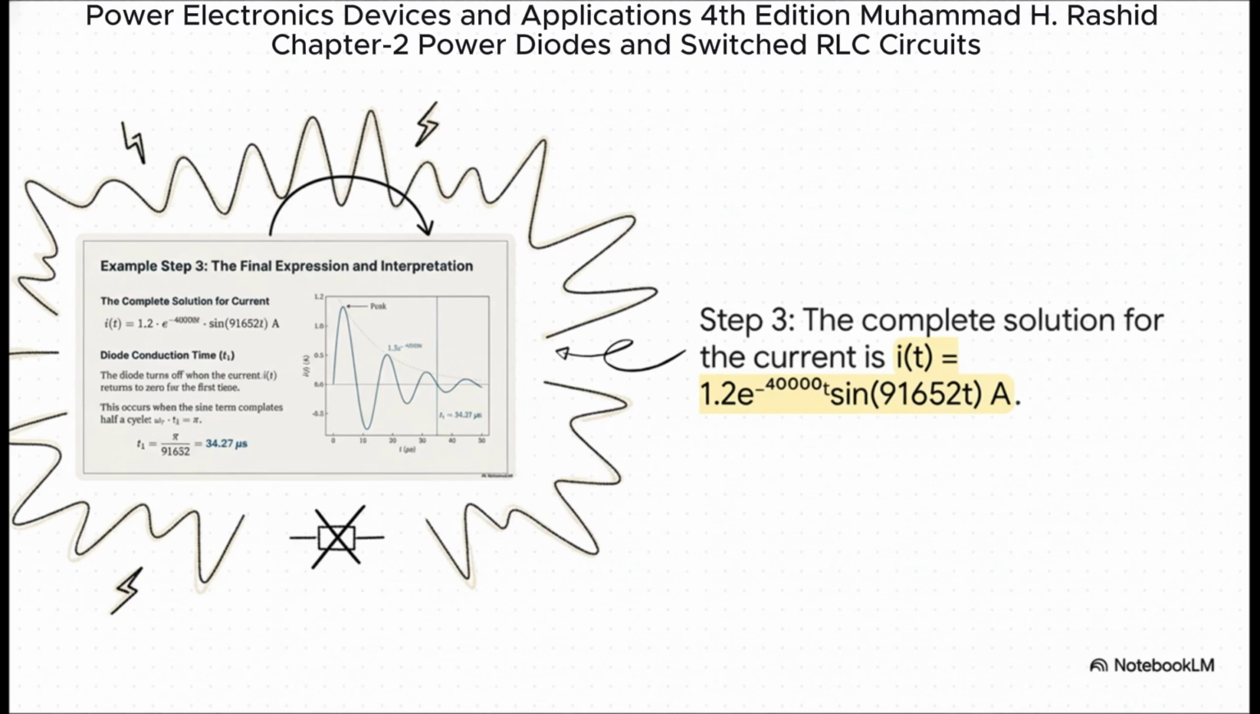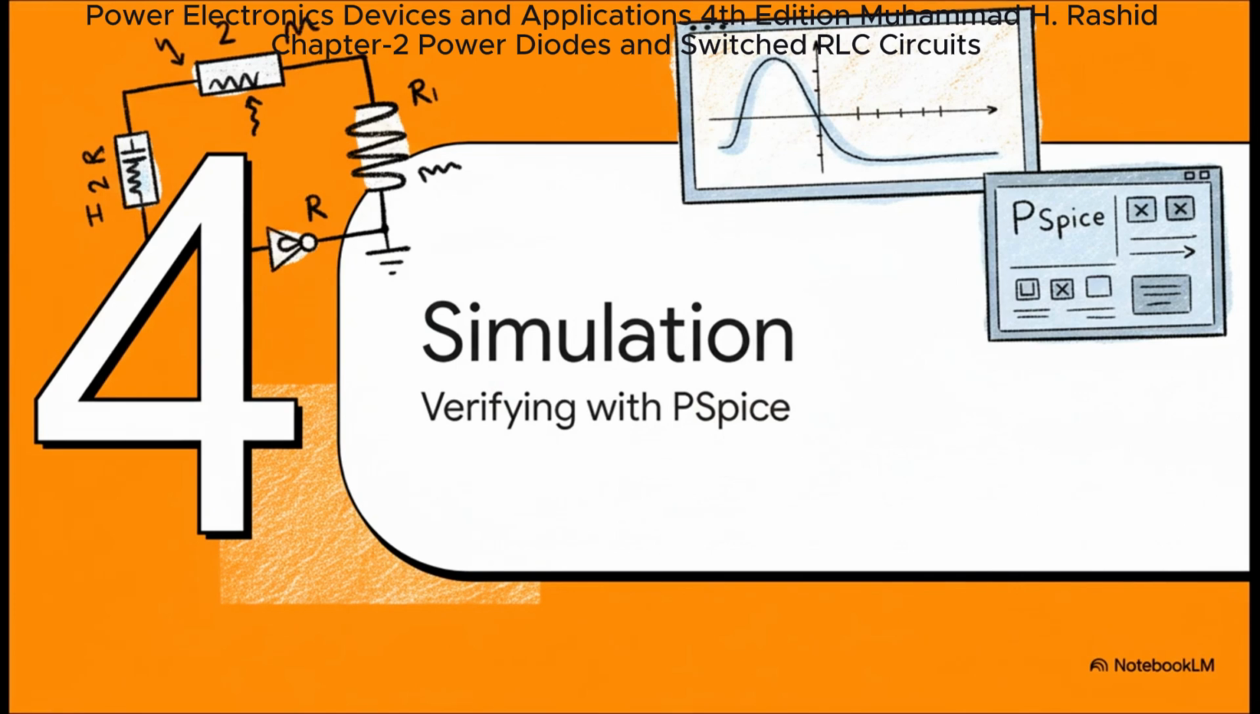It's that beautiful decaying sine wave, just as we predicted. But look closely at what's happening. The current rises, peaks, and then as it tries to swing negative, bam! The diode slams the door shut. It says, nope, current can only flow one way. So we get just one single positive pulse. And the whole show is over in just 34.27 microseconds. Incredible. The math is elegant.